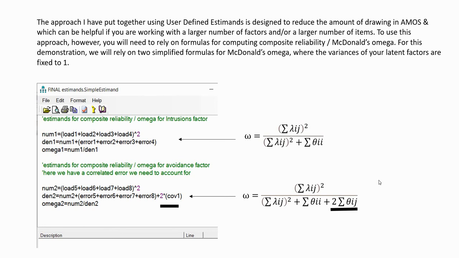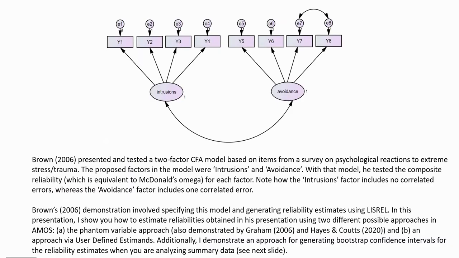Okay, so let's move on to our second approach using the User Defined Estimands. The reason why I put this approach together is that if we're using the phantom variable approach, things can become pretty cumbersome if you have a fairly large factor model. So what I thought I would do is show you how you could estimate omega using these estimands. You can just stick with the basic model that I showed you earlier, where we don't incorporate the phantom variables.